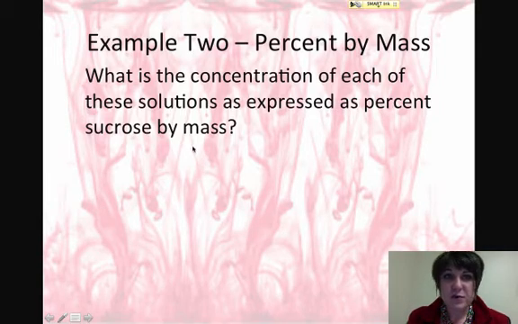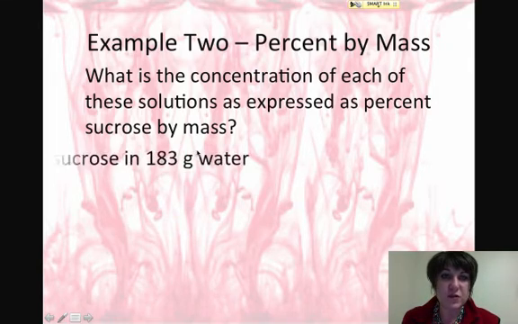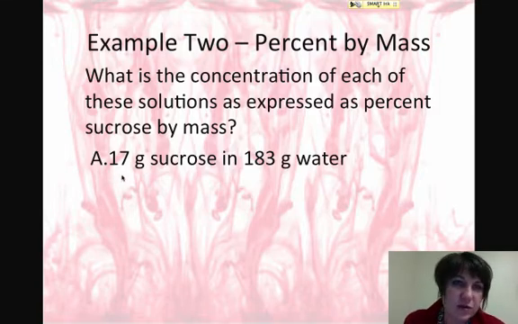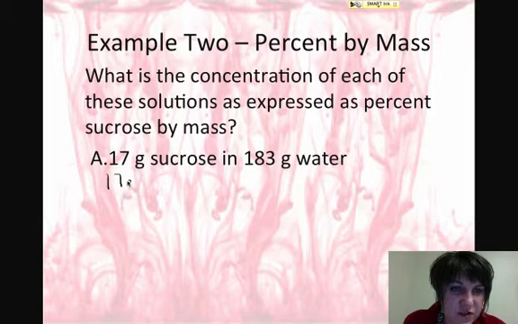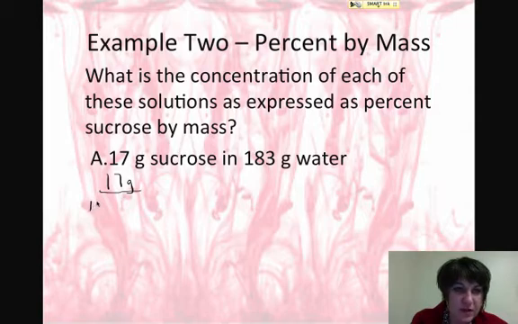Now let's approach a problem that has percent by mass instead of percent by volume. So the question says, what is the concentration of each of the 3 solutions as expressed as percent sucrose by mass? I don't remember doing 2. Okay, well, 3, 2, whatever. Let's take the part that we're interested in, which is the sucrose, 17 grams, divided by the whole entire amount. So I have to add my sucrose and my water together, 17 plus 183 grams total.